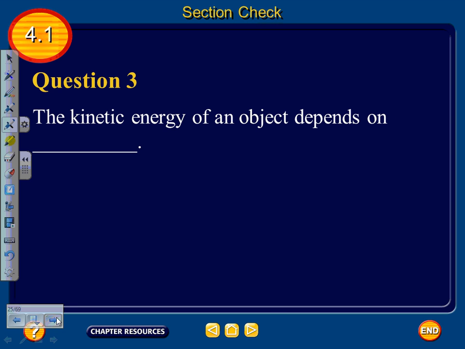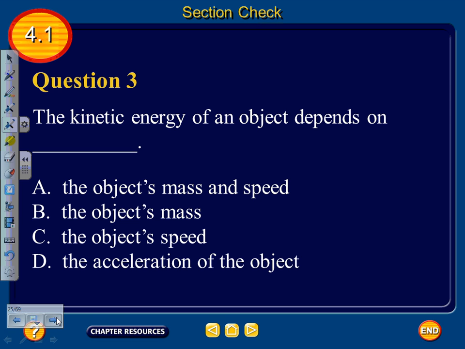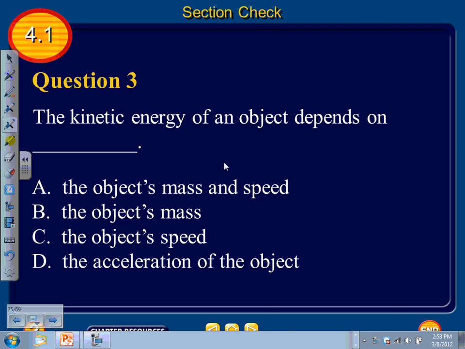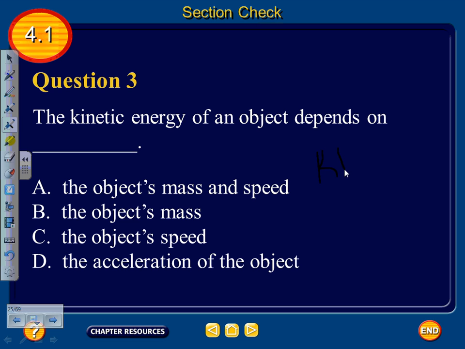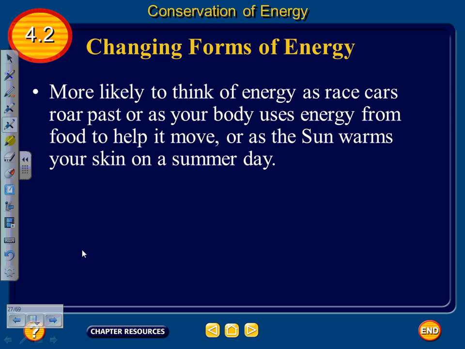Question number 3, the kinetic energy of an object depends on the object's mass and speed, the object's mass, the object's speed, or the acceleration of the object. And again, use the formula for kinetic energy, KE equals 1/2 mv squared. So this formula helps you answer the question, and the correct answer then would be A. Kinetic energy depends on both mass and speed of the moving object. And that'll conclude the lecture notes for section 1 of chapter 4.